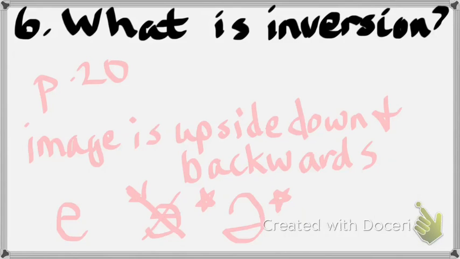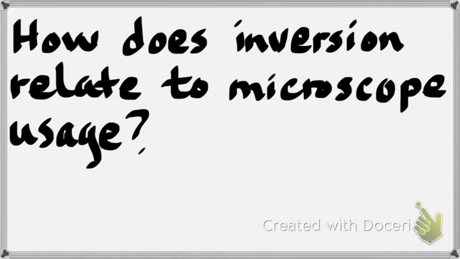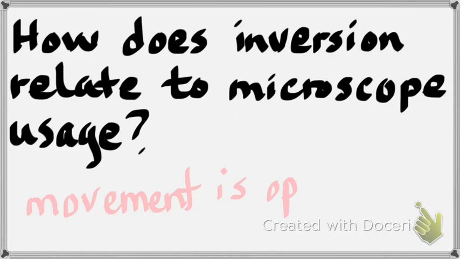Right, okay, on inversion. So why should we care? How does inversion relate to us using a microscope? We have to always know that our image is upside down or backwards. And so when you move your image to the left, you really have moved it to the right. Or when your image looks like it's going up, in reality, you moved it down. So movement is opposite when you're using the microscope. And again, it's because of the mirrors.